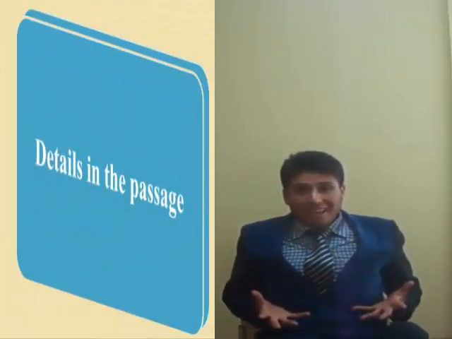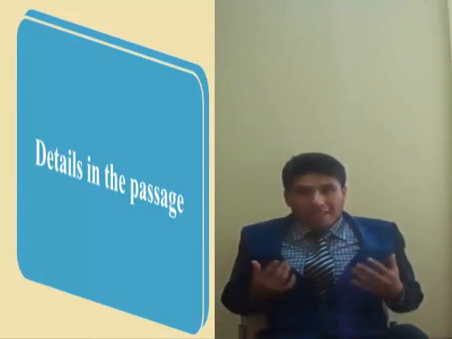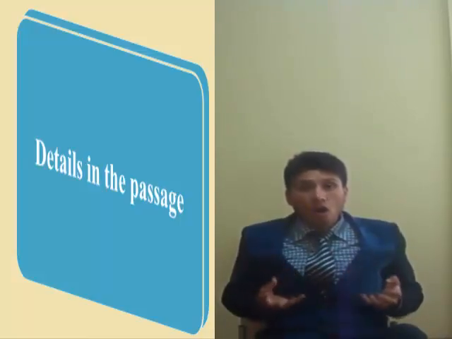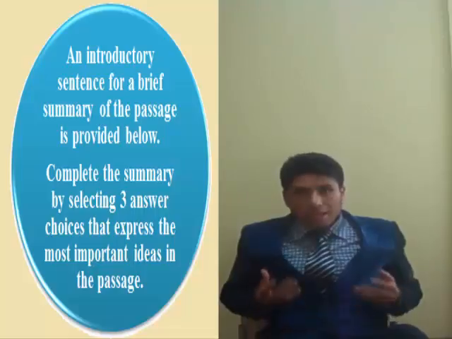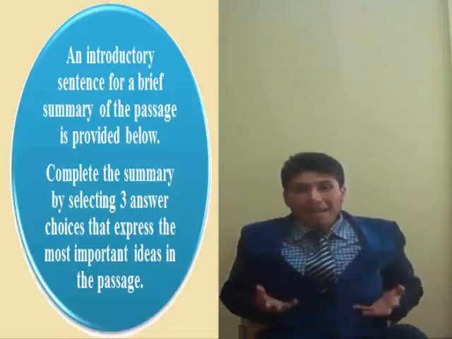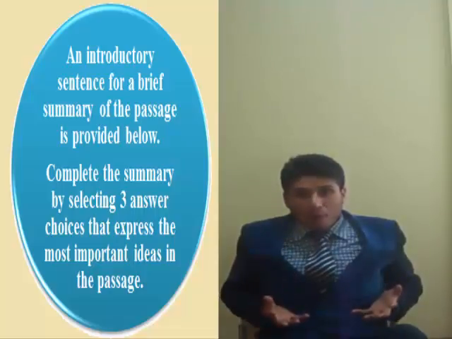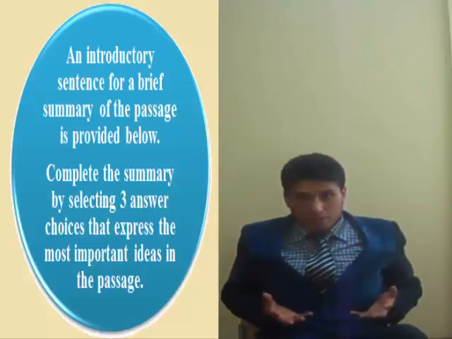Summary chart questions ask you to determine which details in the passage are major supporting ideas to include in the summary and which details are only minor and not to be included in the summary. Summary chart questions give information like: an introductory sentence for a brief summary of the passage is provided below. Complete the summary by selecting 3 answer choices that express the most important ideas in the passage.